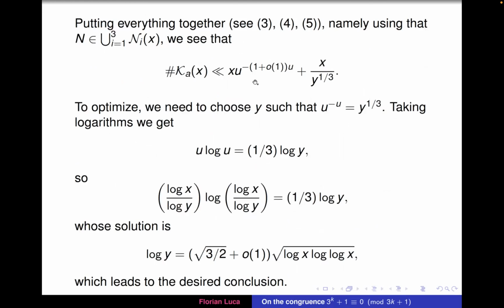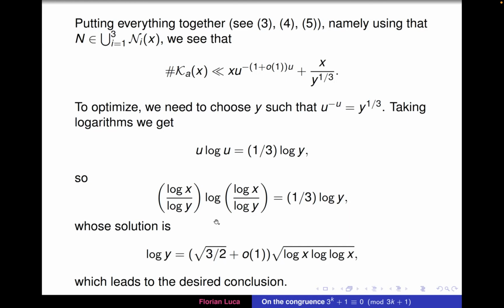You have to match the smooth numbers, which had a proportion about u to the u. You have to match them with a proportion y to the 1/3. And u was log x over log y. So now you just solve this equation and see what you get. You get u to the u, sorry, this should be plus, not minus. You want u to the u to be y to the 1/3. You take logs. It becomes u log u equal 1/3 log y, but u is log x over log y. So you say log x over log y times some double log. It's 1/3 log of y.